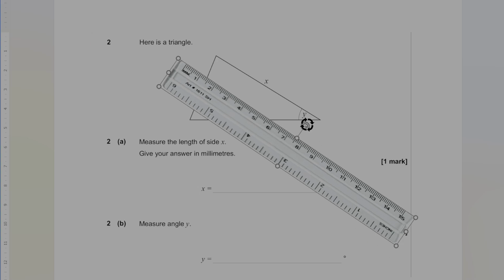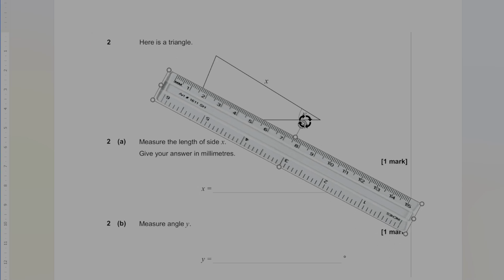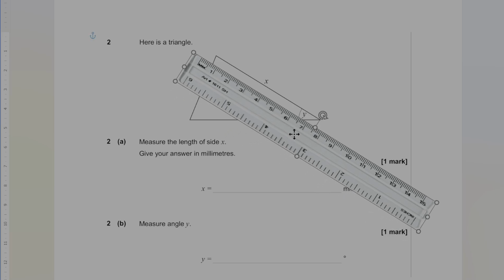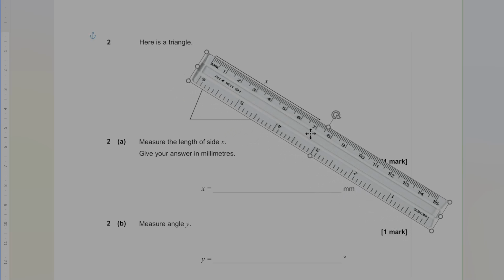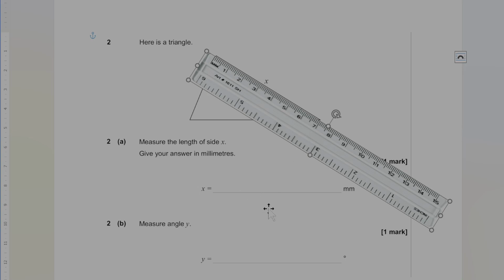So I want to put the line parallel to the side, place it on, and then we should be getting 7 centimeters for that. Make sure you start from 0. We're looking at 7 centimeters, which would be 70 millimeters. I nearly fell into that. That's the same millimeters there. Measure angle Y.